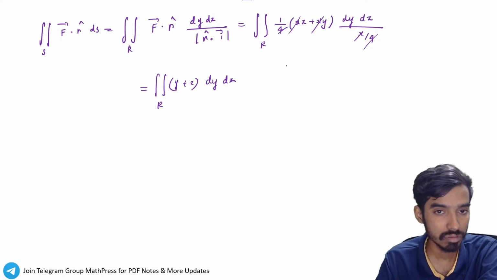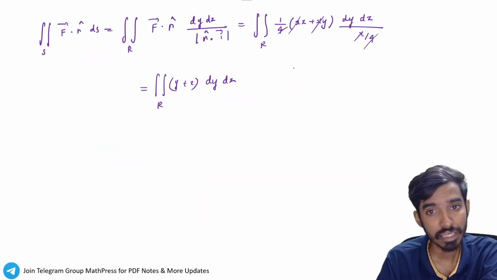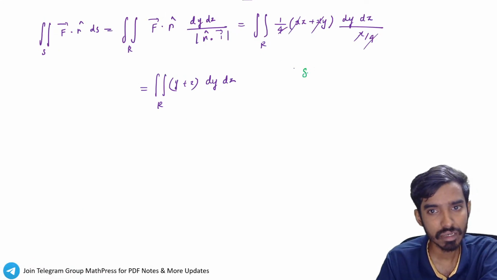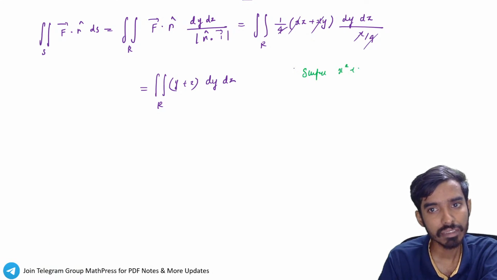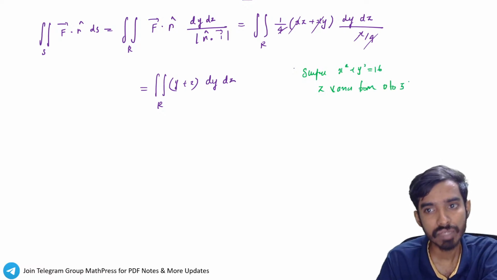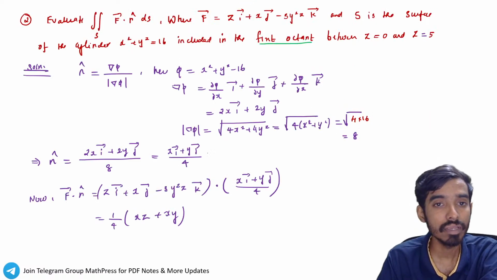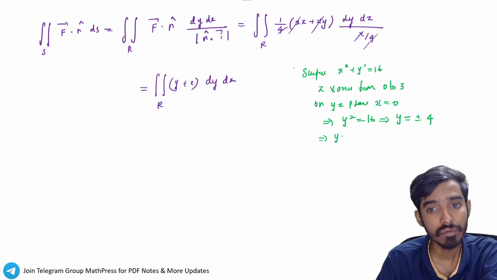And we know the surface. Here we need to find the limits now. x square plus y square is 16. We know z varies from 0 to 5. And since we are in the yz plane, on the yz plane x is 0, right? This implies y square is equal to 16, so y is equal to plus or minus 4, and we are evaluating the first octant, so that means y varies from 0 to 4.